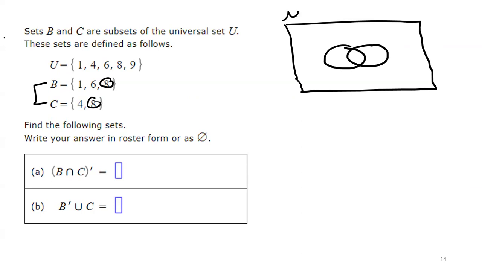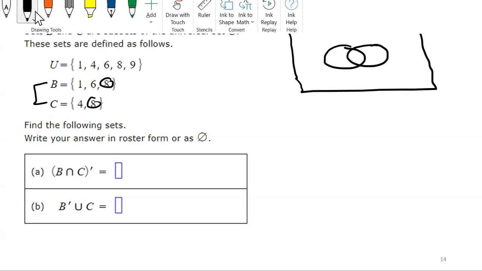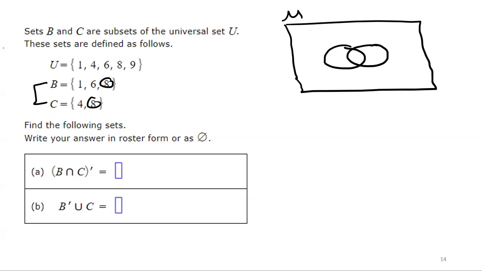So again, this is my universal set, and that's labeled as U. That looks like an M, but that's how I write my U. And then in the middle, I'm going to put 8. Why? Because they have that in common. And then I'm going to have my B and my C.